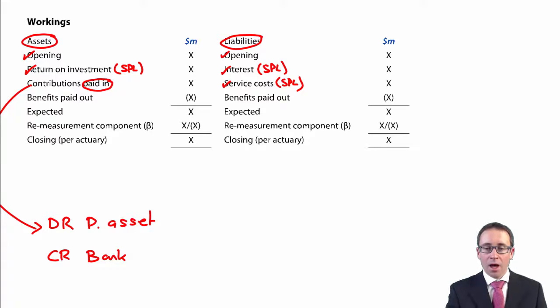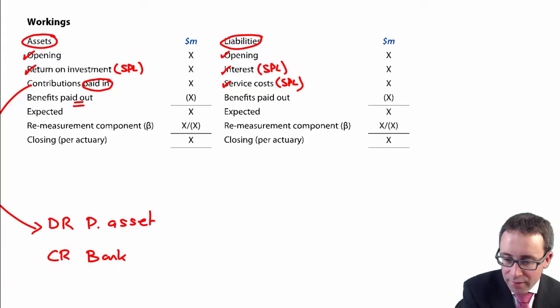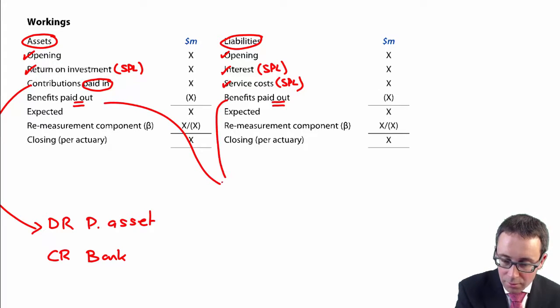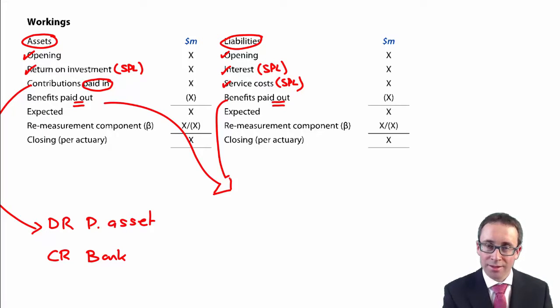The one that students struggle with the most is the benefits that are then paid out, because that impacts both the asset and the liability, and is also in brackets.